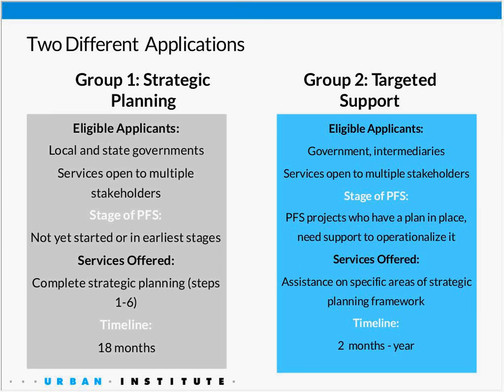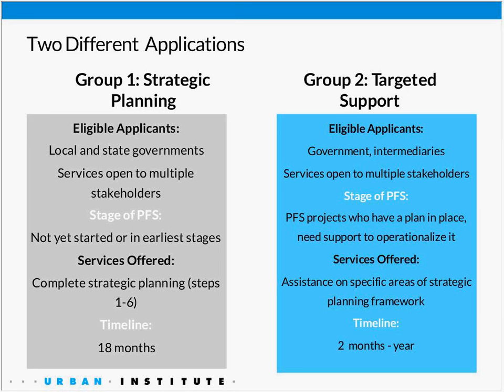Group 2 is a little bit different. Group 2 is open to both local and state governments and intermediaries. This is for projects that are a little bit further down the line and have already started deal implementation or are really at the stage where they're about to launch something. As it says on the slide, you have a plan in place, but you need support in operationalizing it and making it happen.